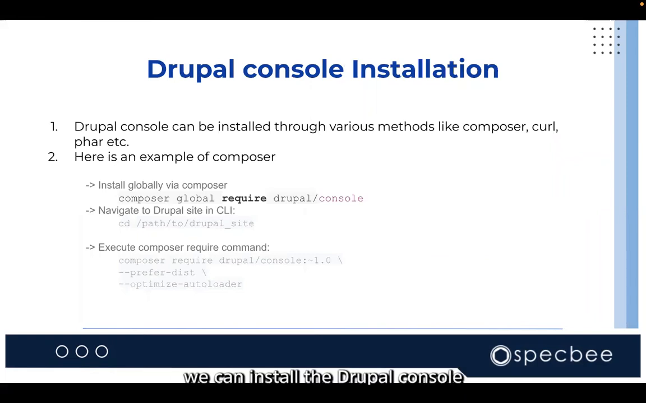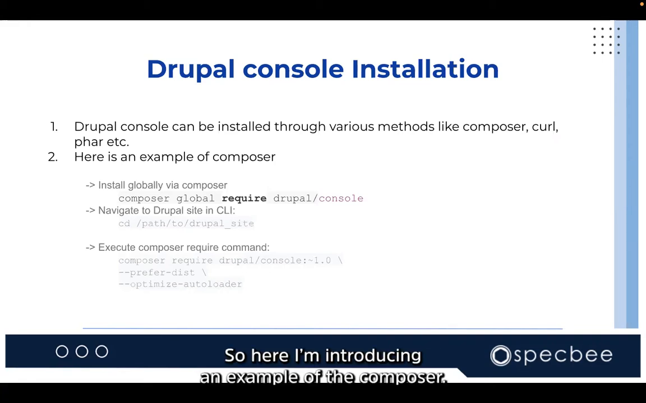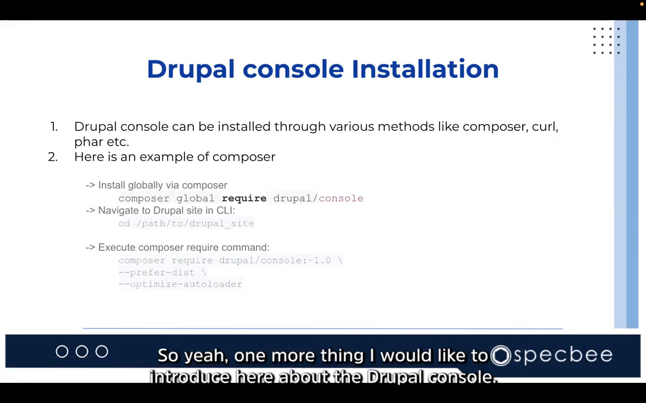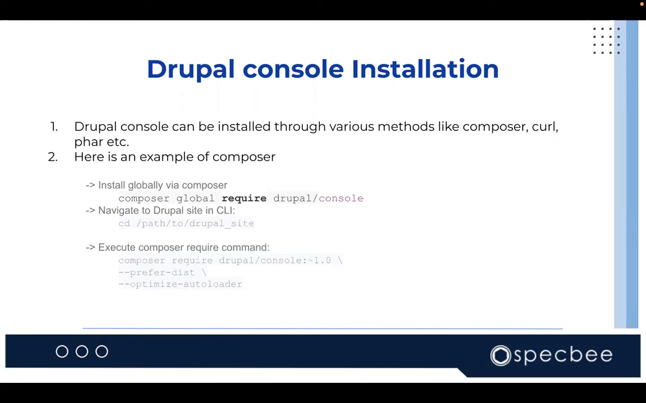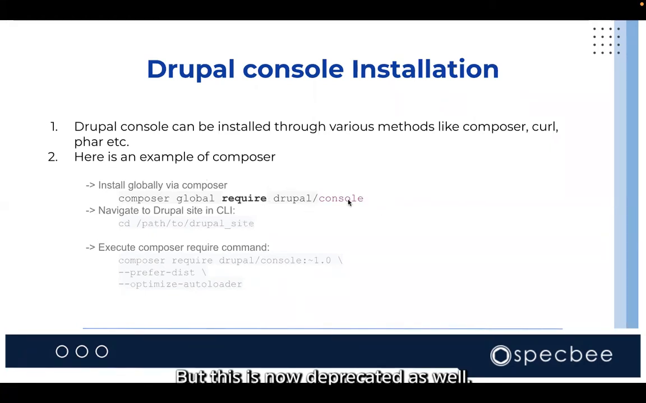We can install Drupal Console using many methods like Composer, curl, or phar, etc. Here I have introduced an example with Composer. One more thing I would like to introduce about Drupal Console: you can install it globally using the command composer global require drupal/console. But this is now deprecated, so please avoid using it. Previously it was working fine.